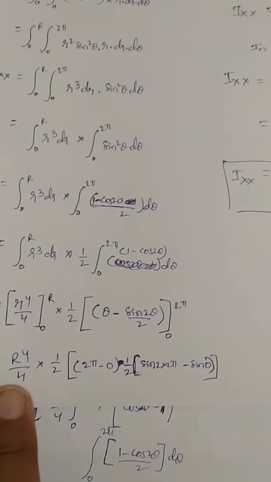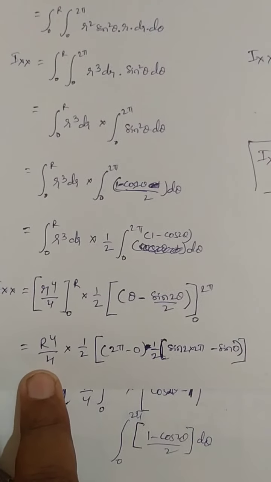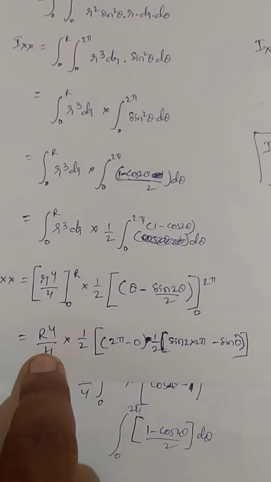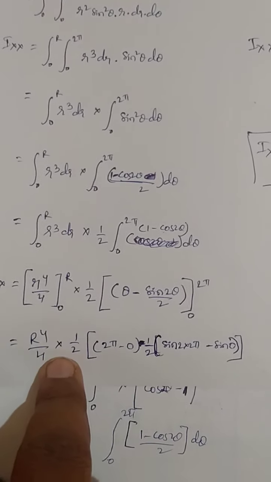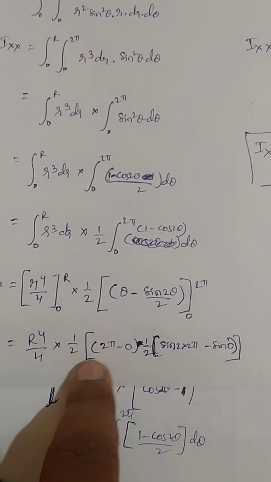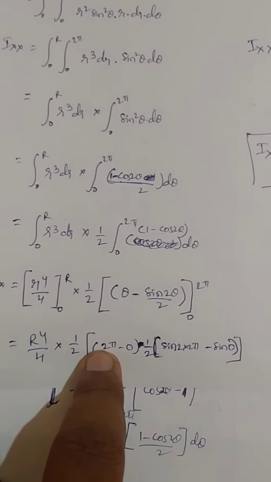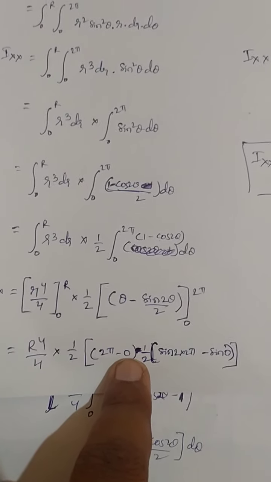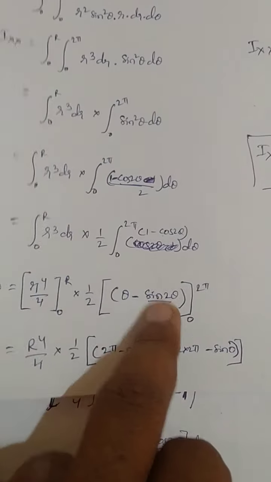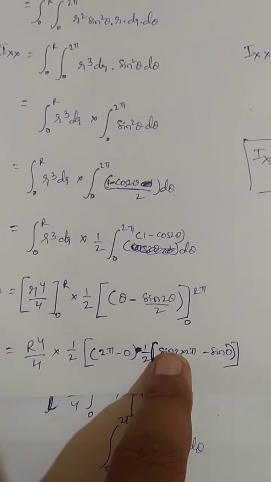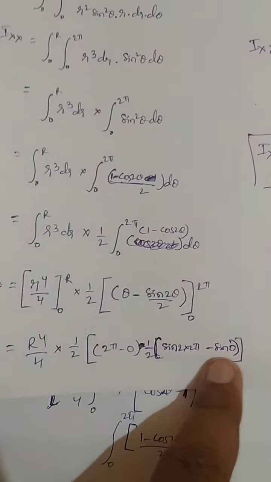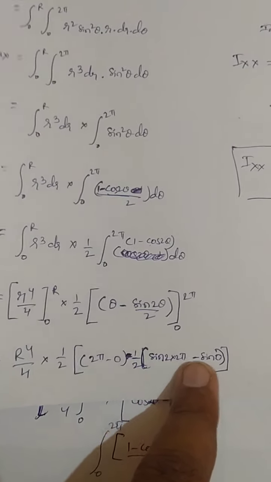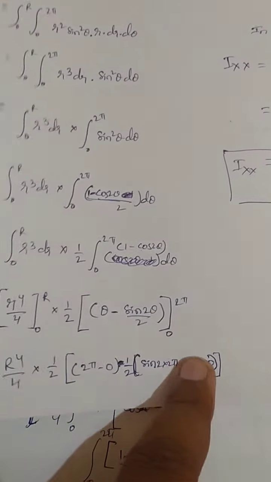Now apply the upper limit and lower limit. This becomes, when it's R capital R raised to 4 by 4, when it's 0, the right term becomes 0. Into half remains same, open a bracket. First apply the upper limit and lower limit for theta: 2 pi minus lower limit 0, close the bracket. I have taken minus 1 by 2 common, so it is brought outside. Now sine 2 theta, into 2 pi, minus sine 0. Sine of an even number of pi is 0 and sine 0 is 0. So this entire term becomes 0.